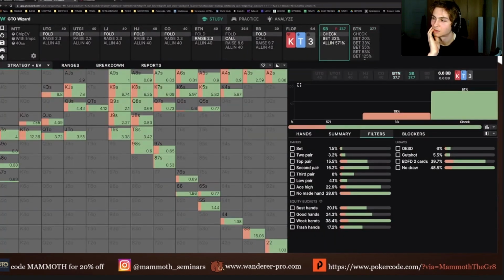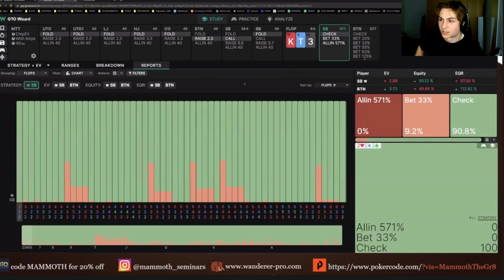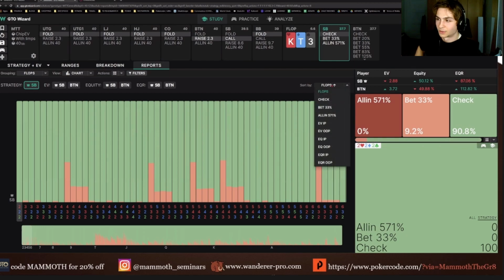I mean, solver will be leading here. So remember a rule like that: out of position is leading at that amount, that in position is not checking back more than 50%. Do you know this rule? No. Okay.